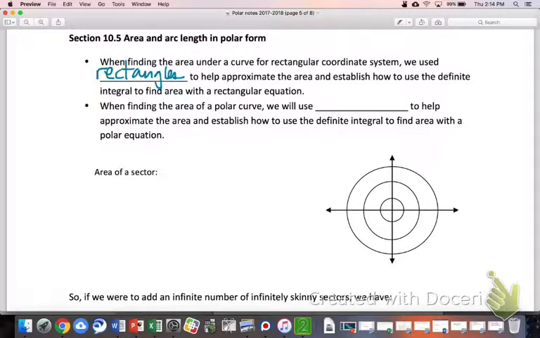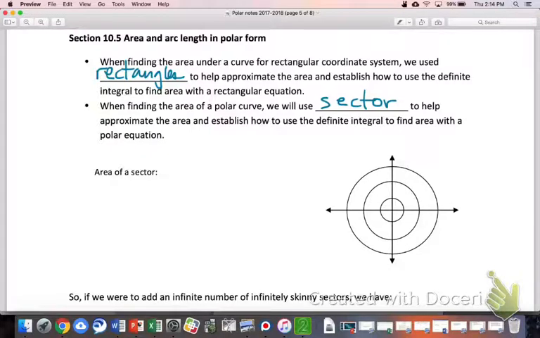We even used trapezoids. We used varying widths of rectangles. But bottom line is, the majority of the time, we've been using rectangles to approximate the area under a curve. That's what we use to figure out the whole Riemann sum thing and definite integrals and all that too. But if we're dealing with polar curves, we've got to do this a little bit differently based on what a polar curve is. So instead of using rectangles, we will use what's called a sector to help approximate the area, establish how to use definite integral to find the exact area.